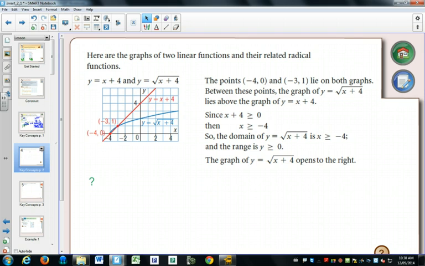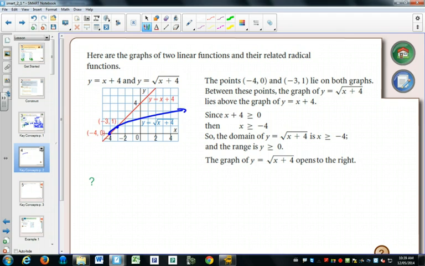This is showing you that if you graph the inside first, if I graphed x plus 4, which is a y-intercept of 4 and a slope of 1, I would get this red line. I would then show where it's equal to 0 and where it's equal to 1. And then when I graph my graph, I would say this point's in common, this point's in common. When the y values are between 0 and 1, my graph is a little bit above. And then after that, it's below.